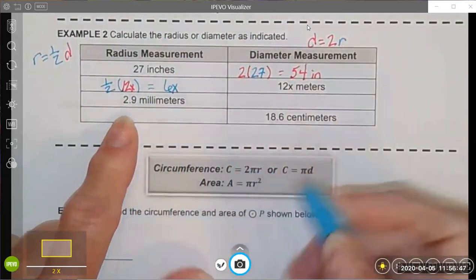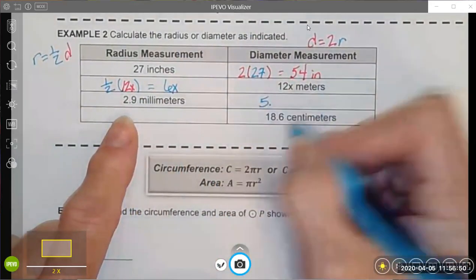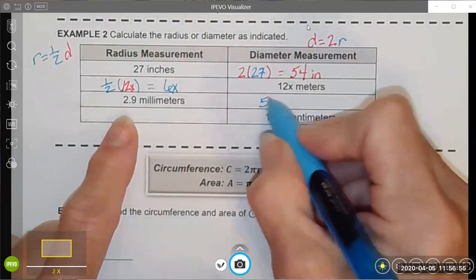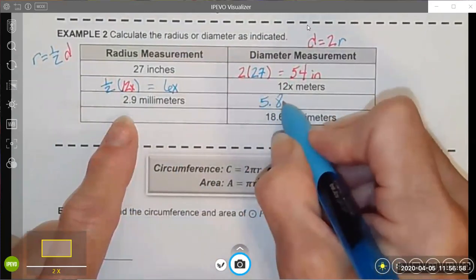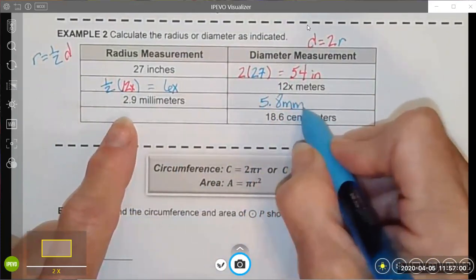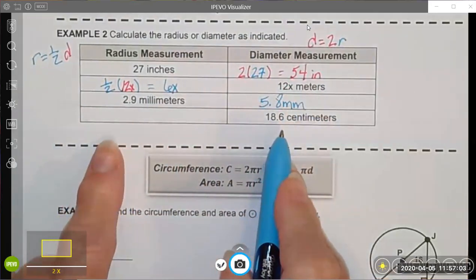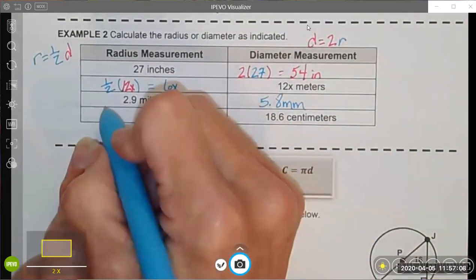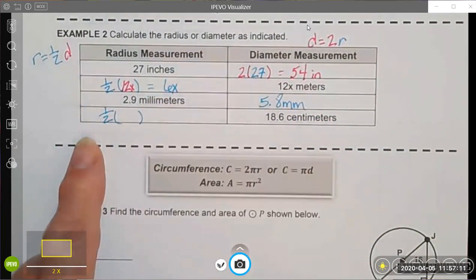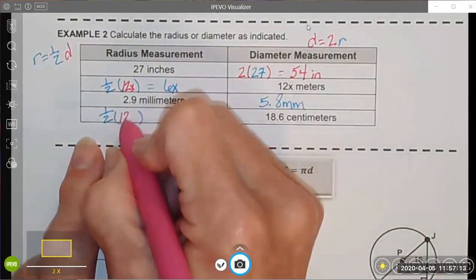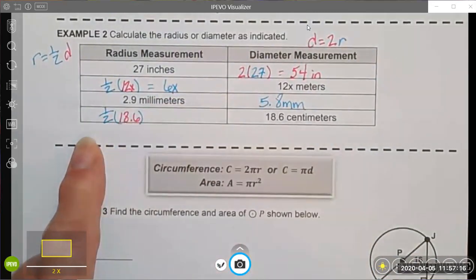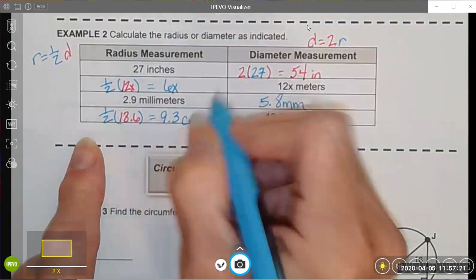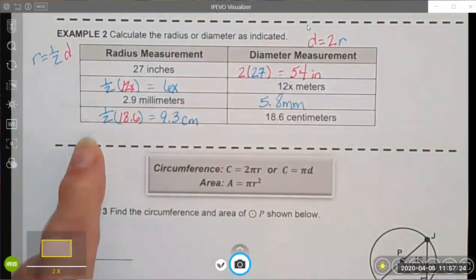2 times 2.9 gives me a diameter of, wrong color, a diameter of 5.8. If you're following along with color, you're confused now, my apologies. And if I have a diameter of 18.6 centimeters, then I take 1/2 of that, and that will give me a radius, in this case, of 9.3. And that's how we can easily convert from radius to diameter.